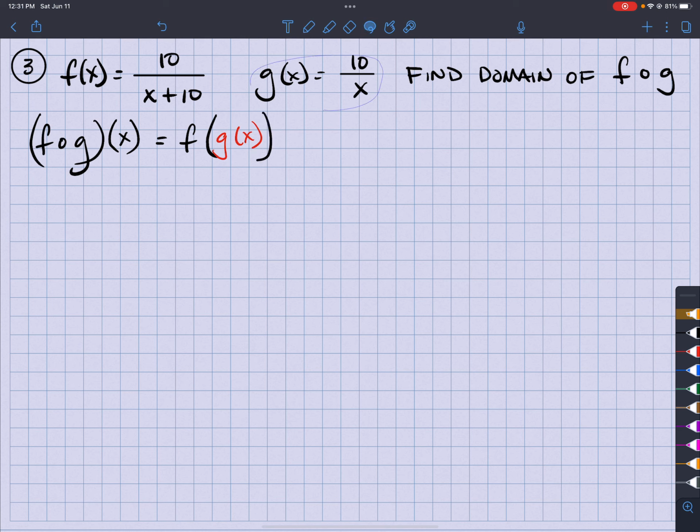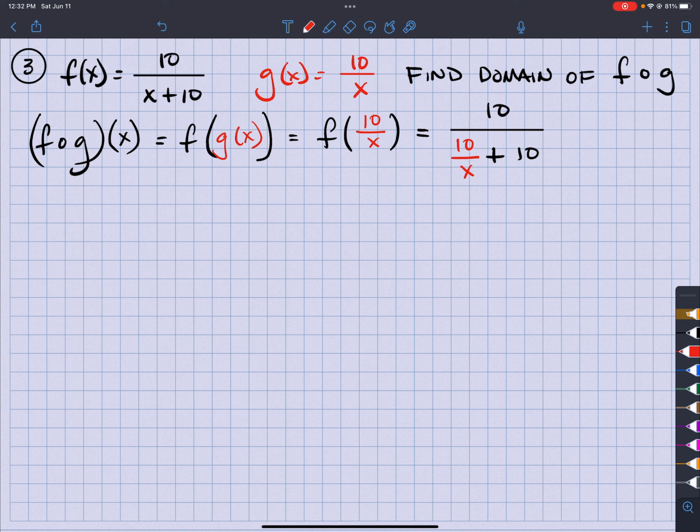Well, we know what g of x is, so that means we're going to be looking for f of 10 over x. So that's what we're looking for. So that means, this is telling me wherever x is in the f function, we're going to replace it with 10 over x. Okay, well, let's write down the f function, which is 10 over x plus 10. So the x is going to be replaced with 10 over x.